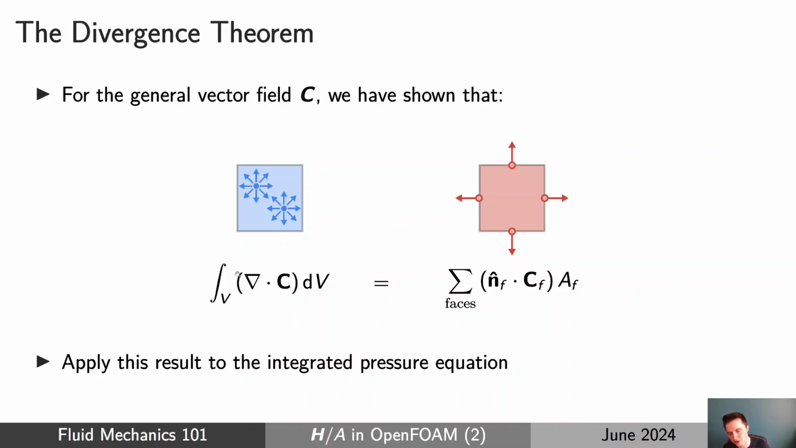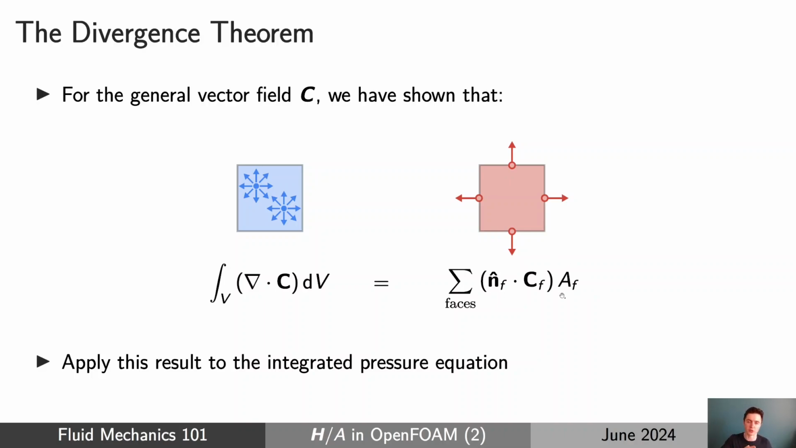Everywhere we see the integral over the volume of the divergence of a vector field C, we can just replace that with a summation over the faces of the cell of the unit normal vector dot producted with our vector field at the face center multiplied by the face area. And why is the unit normal vector here?